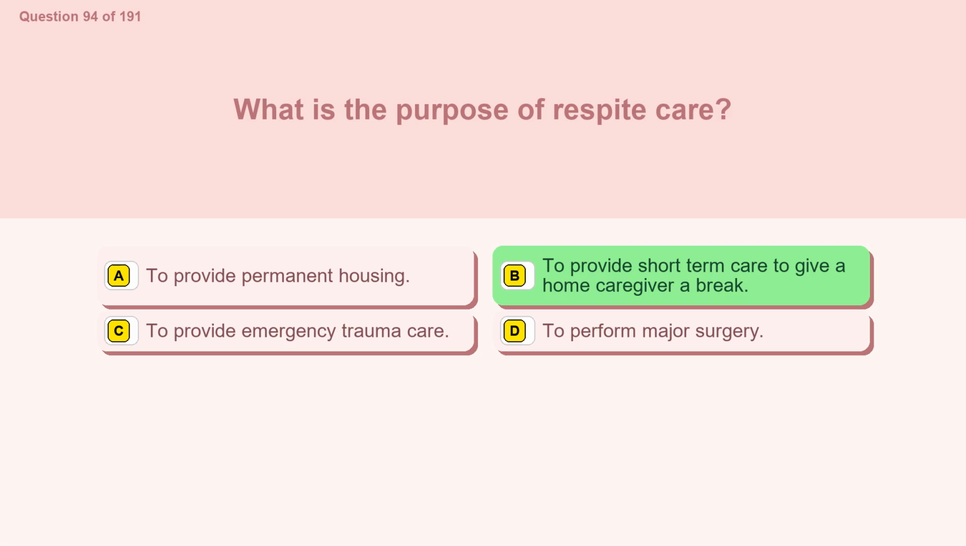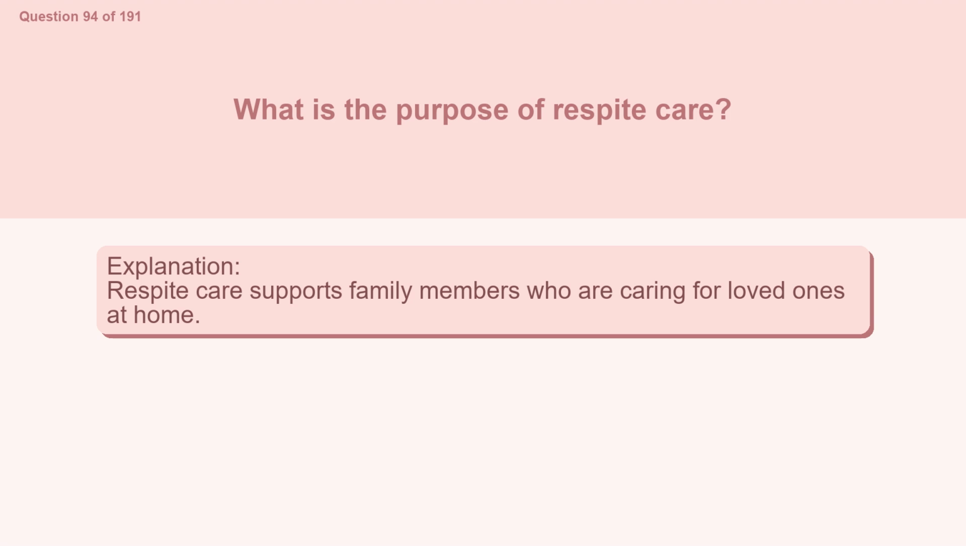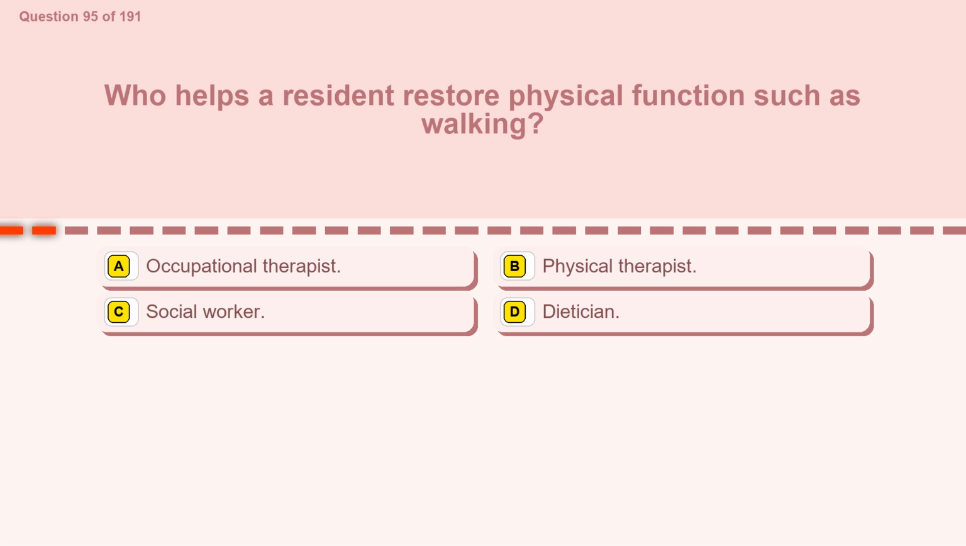The correct answer is option B. To provide short-term care to give a home caregiver a break. Respite care supports family members who are caring for loved ones at home. Question 95. Who helps a resident restore physical function such as walking?